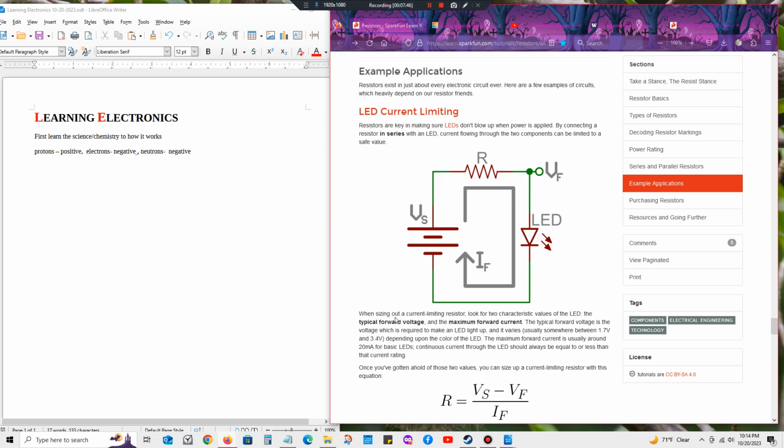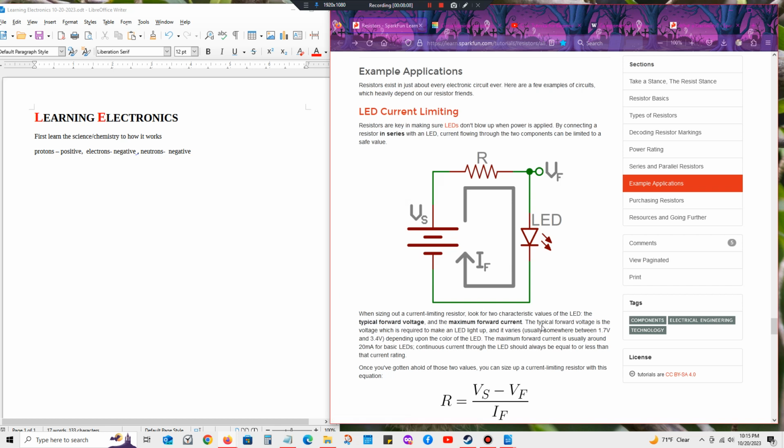When sizing out a current limiting resistor, look for two characteristic values of the LED: the typical forward voltage, I guess that's what that means, and the maximum forward current. So F stands for, I guess, forward, right? I'm just not going to pretend I know what that means.